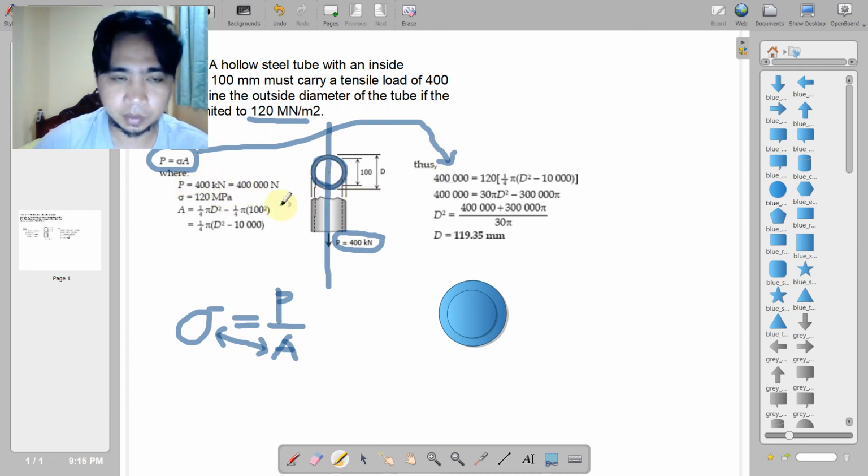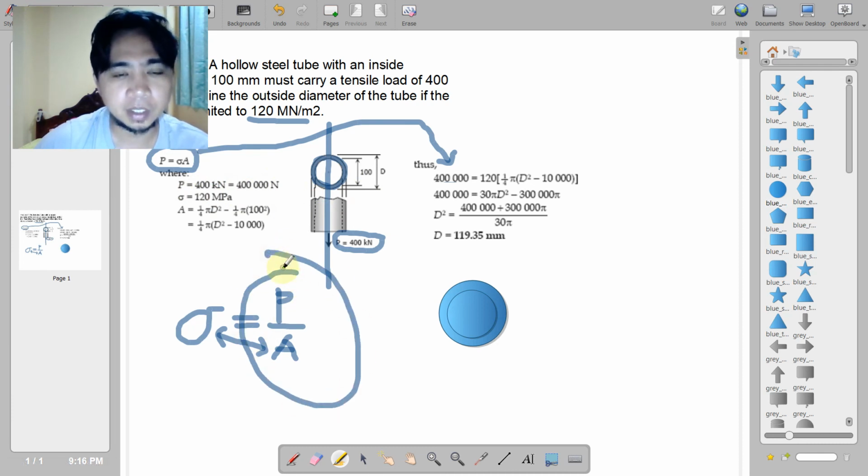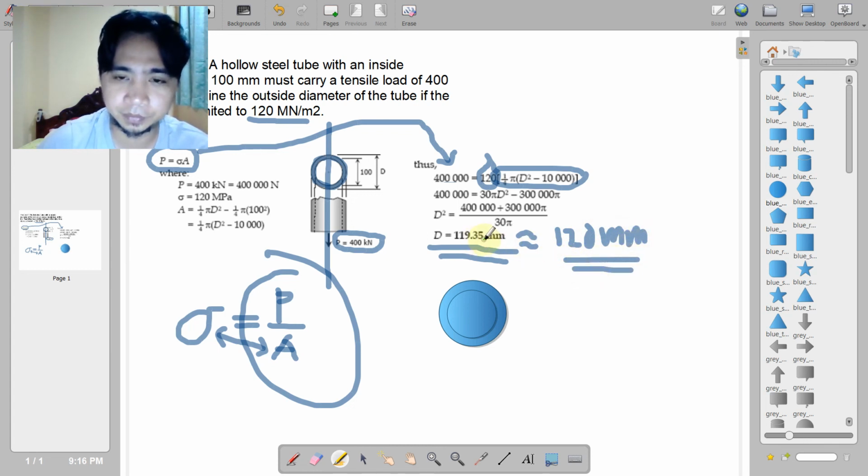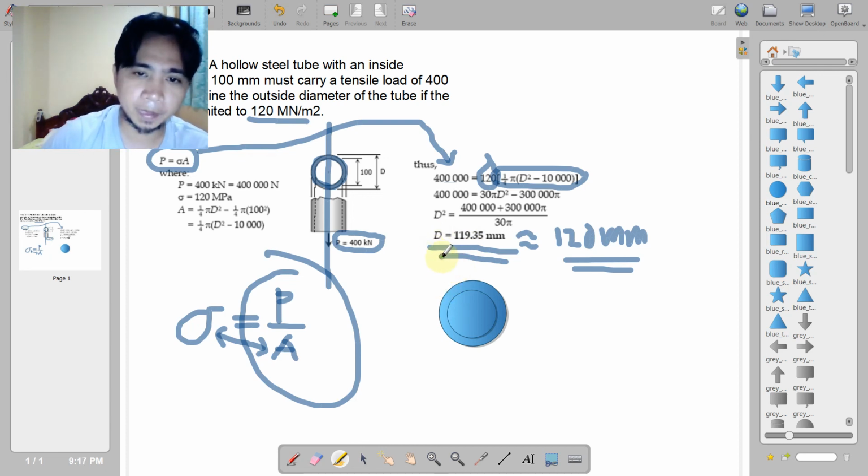We substitute P. Remember that before we substitute into this formula, let us be consistent in our units. This is expressed in Newton, so we have 400,000 is equal to 120, the sigma, times the area. Upon manipulation of the equations, we come up with this requirement for the diameter, which we can round up to 120 millimeters. Do not ever round that down, because this is the minimum, and if we have a value less than the minimum diameter or cross section, the implication is a failure.